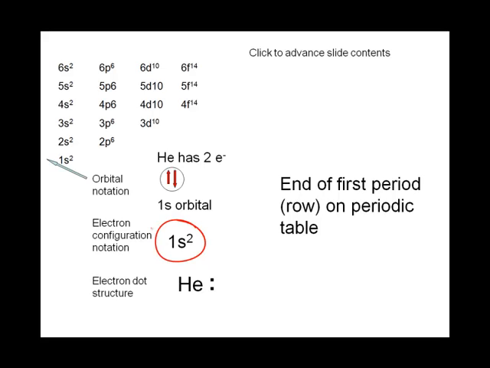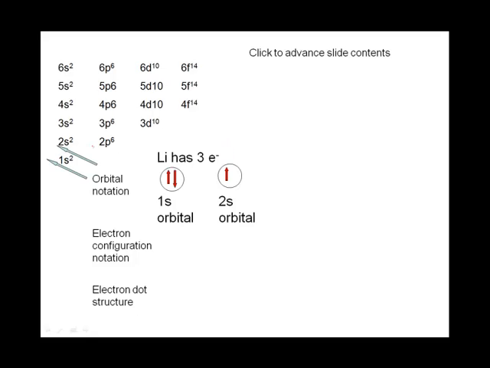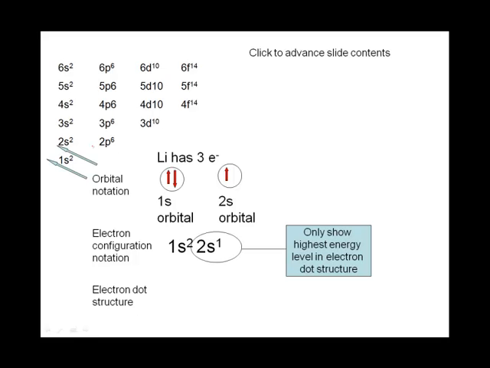And so we learned that we're at the end of the first period, the first row on the periodic table, and we have as many electrons as can fit into the first energy level, so now we're going to have to go to 2s. And we moved on to lithium with its electrons 1, 2, 3, and its electron configuration notation of 1s2, 2s1, and we only show the highest energy electrons in the dot structure, so that's only one dot for lithium. One electron.